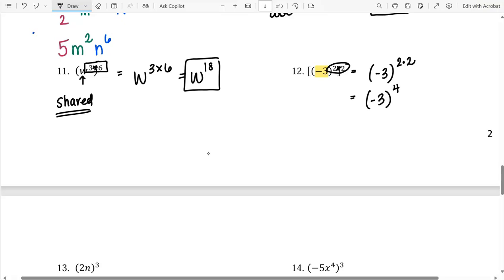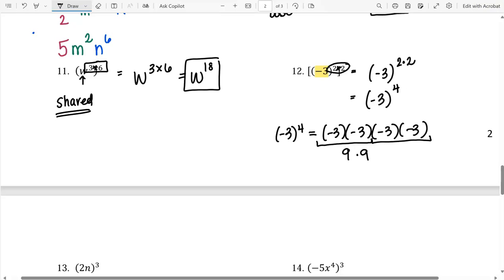Again, this is the exponent form. If we are asked to evaluate it, we could take our -3 to the 4th and multiply it out. These first two multiplied together give me a +9. Second two multiplied together give me another +9. Because I'm multiplying negative times negative turns positive. 9 times 9 is 81.